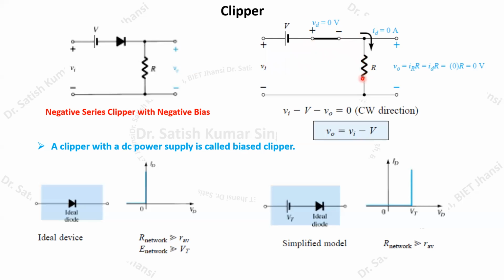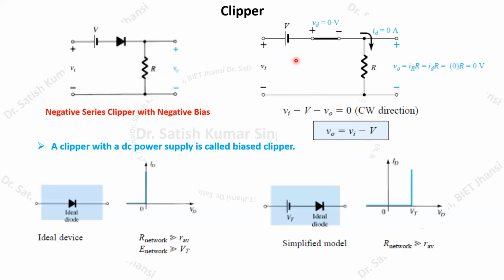Then you have to write the KVL expression, okay? Kirchhoff voltage law you have to write, and after writing that, you will be able to find out what will be the V output equation. So V output here in this case you are getting is V output equals V input minus capital V. This capital V is nothing but the bias DC power supply voltage that we have applied.